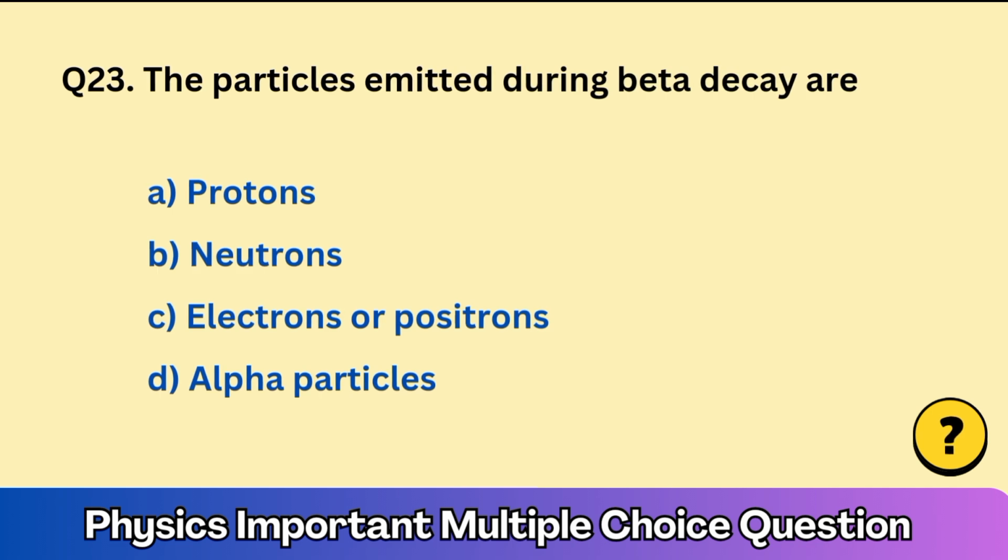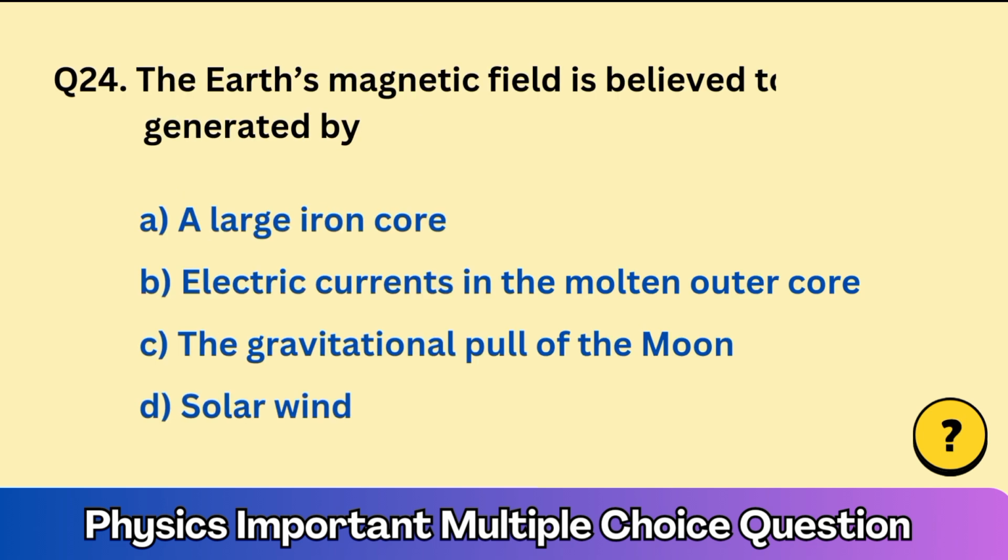Question number 23. The particles emitted during beta decay are. The right option is C, electrons or positrons. Question number 24. The Earth's magnetic field is believed to be generated by. Right option is B, electric current in the molten outer core.